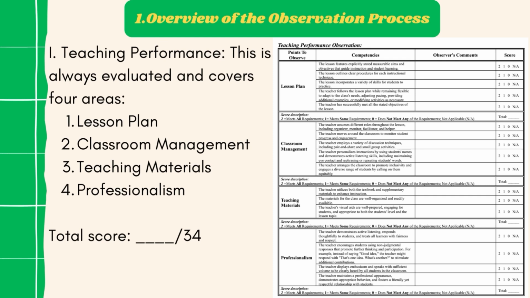The third is teaching materials. Are your resources organized, level appropriate, and effective? The fourth is professionalism. Your enthusiasm, respect for students, and communication style. The total score of this first part is 34.